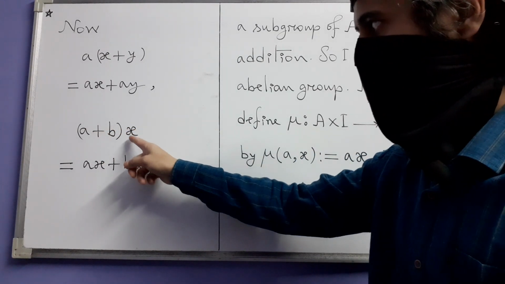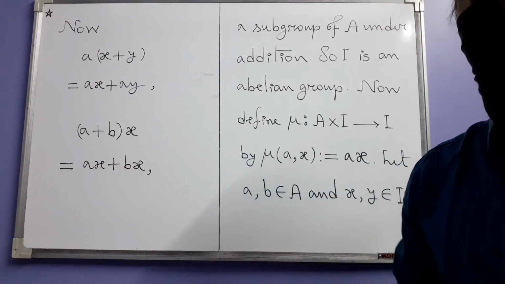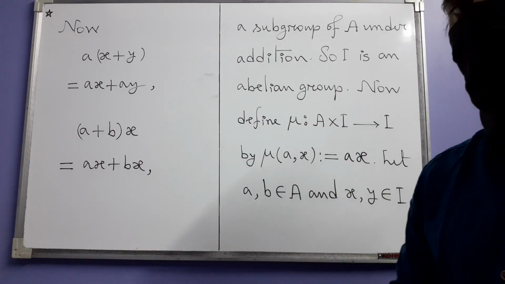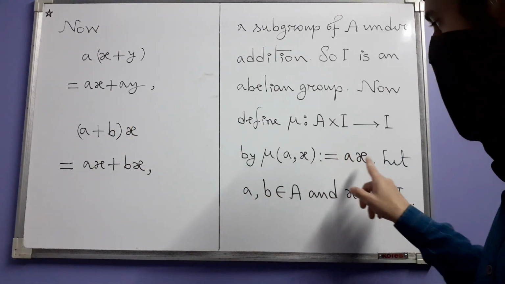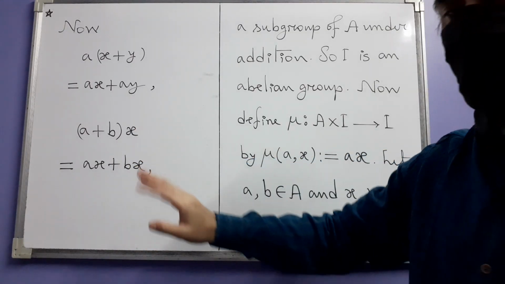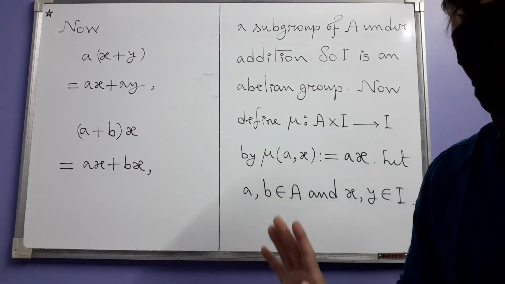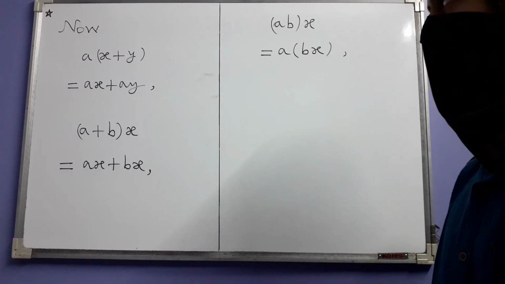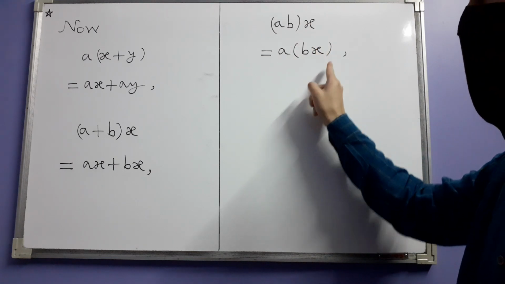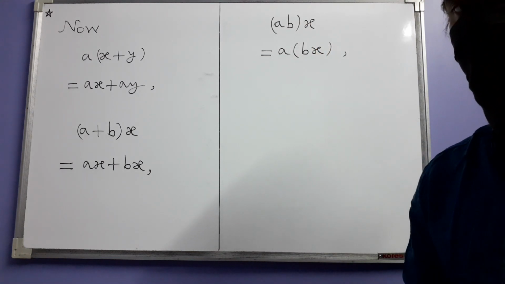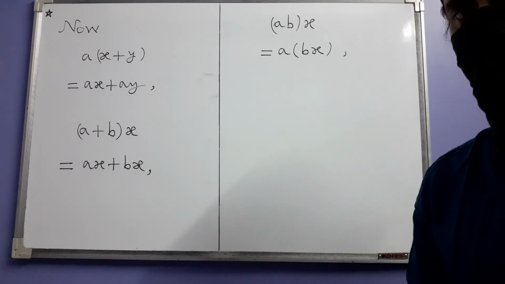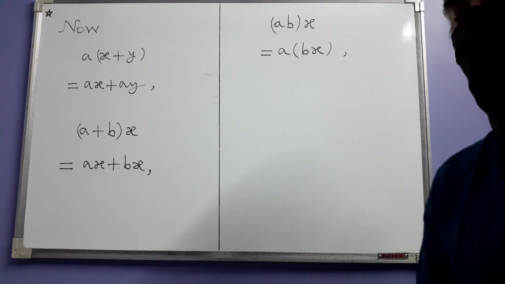(a plus b) times x equals ax plus bx, where this time we are adding two elements of the ring and with that we are multiplying an element x from I. So this is another axiom that has also been verified. And then we have this third one also, (ab) times x equals a times (bx). Where is this coming from? This is nothing but the associative law for multiplication that we have in the ring A.